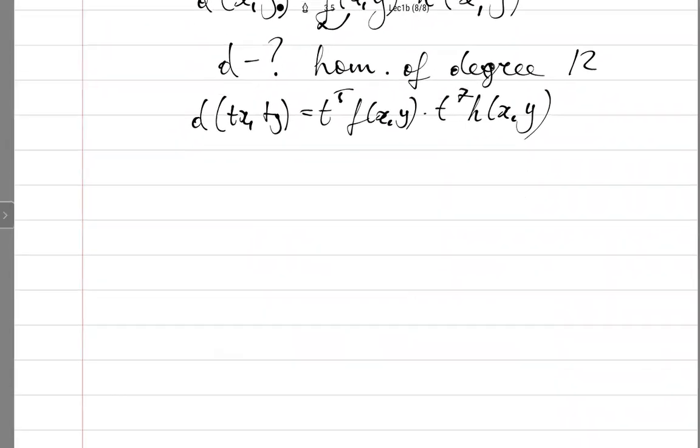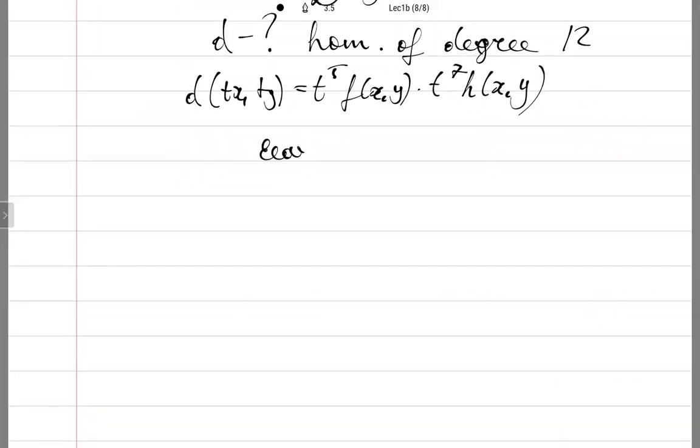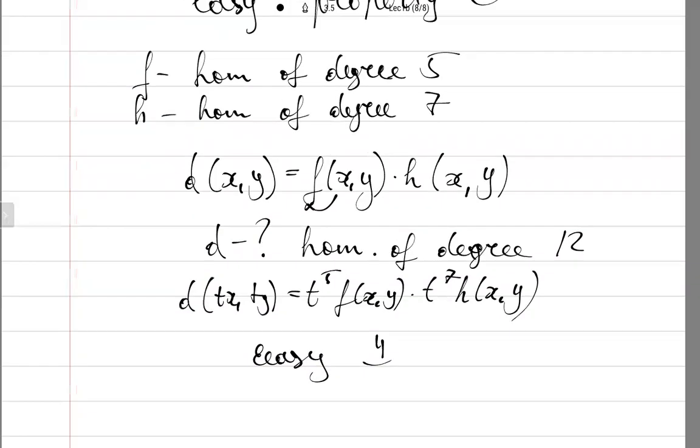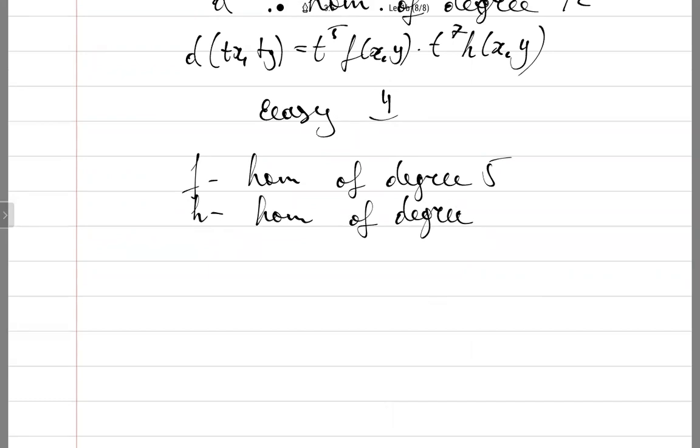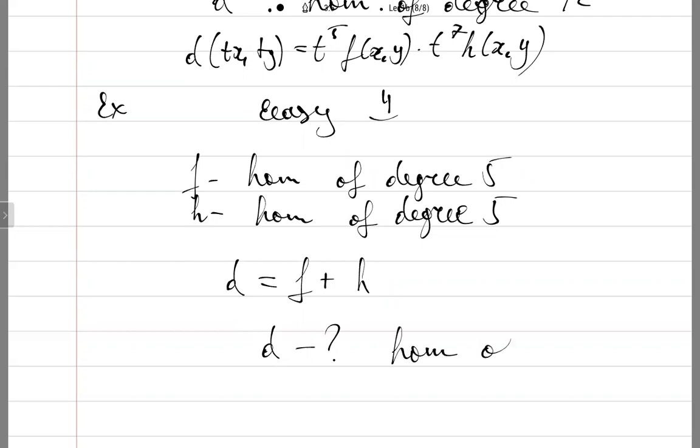Okay, one more easy property. If f is homogeneous of degree 5, h is homogeneous of degree 5, and d is f plus h, what can I say about d? It's homogeneous of degree 5.